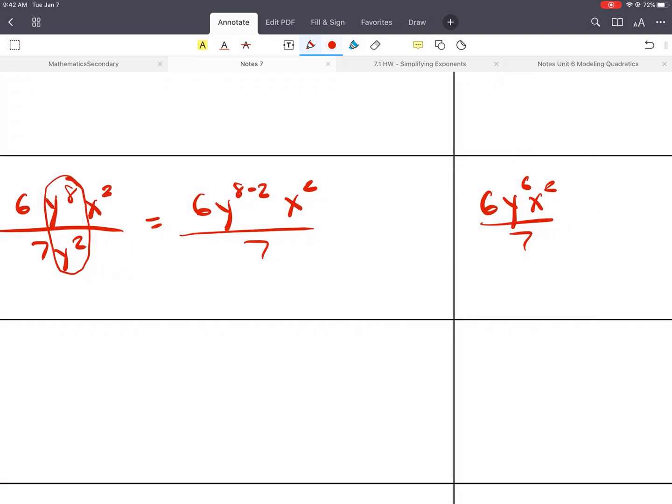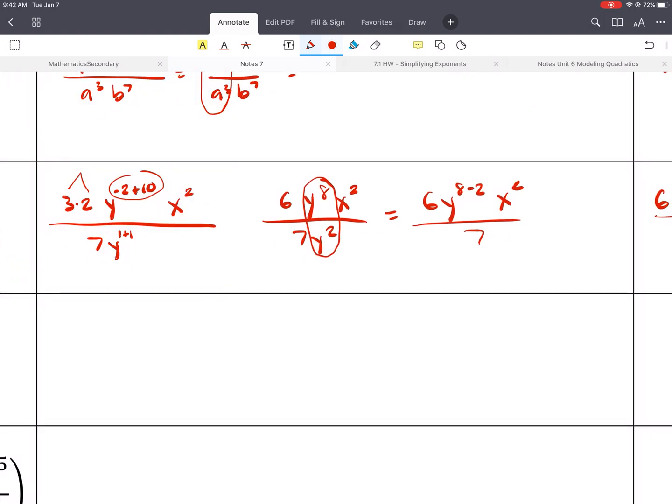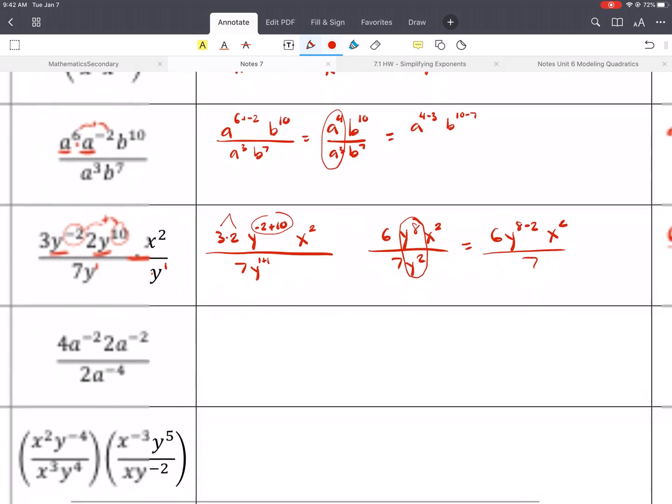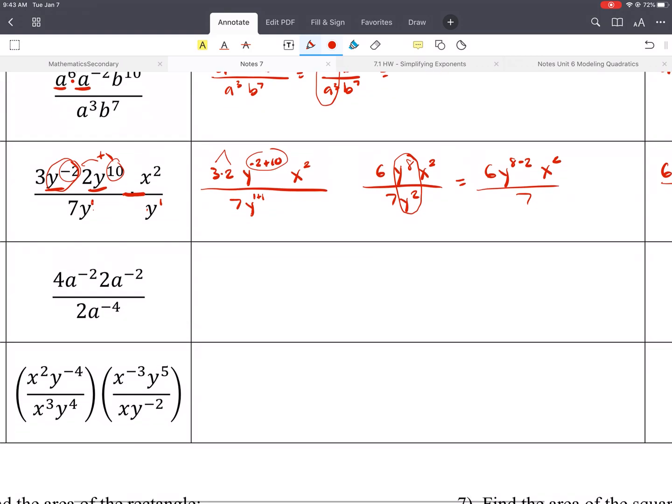All right, and if you wanted to expand these things instead, there's nothing wrong with doing that too. But just make sure that we always take care of the negative exponents first.